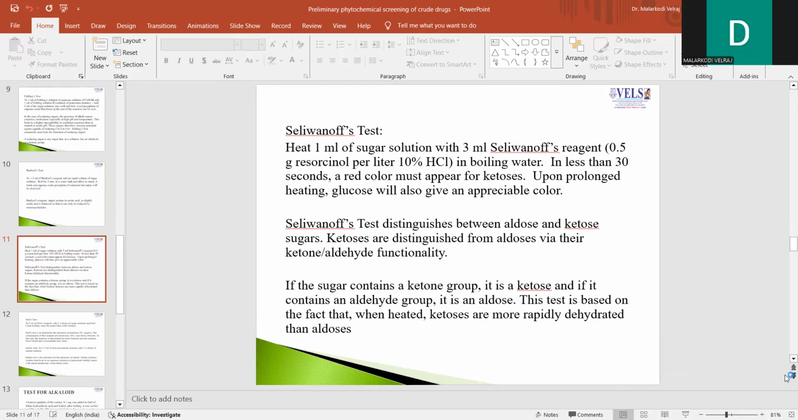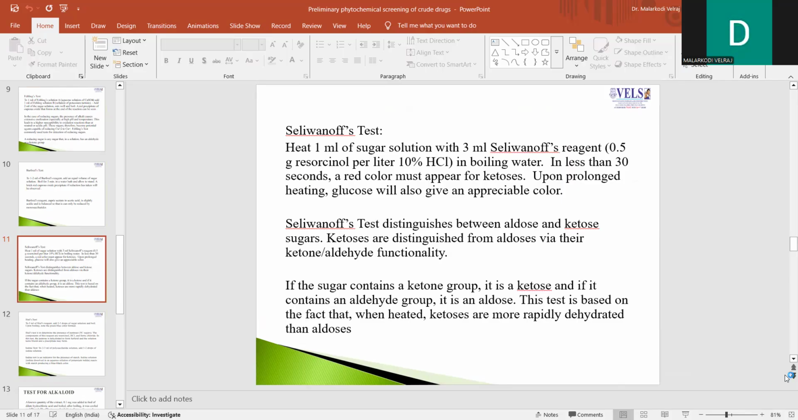Seliwanoff's test. Heat about 1 ml of sugar solution with 3 ml of Seliwanoff's reagent, which is about 0.5 gram of resorcinol per liter with 10% hydrochloric acid, in boiling water. In less than 30 seconds, a red color must appear for ketose. Upon prolonged heating, glucose will also give an appreciable color.